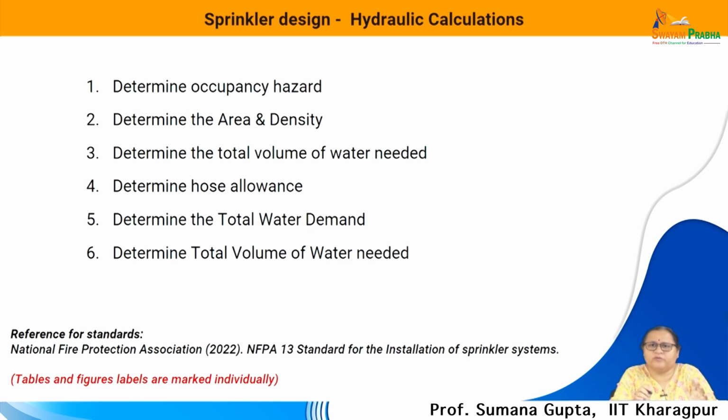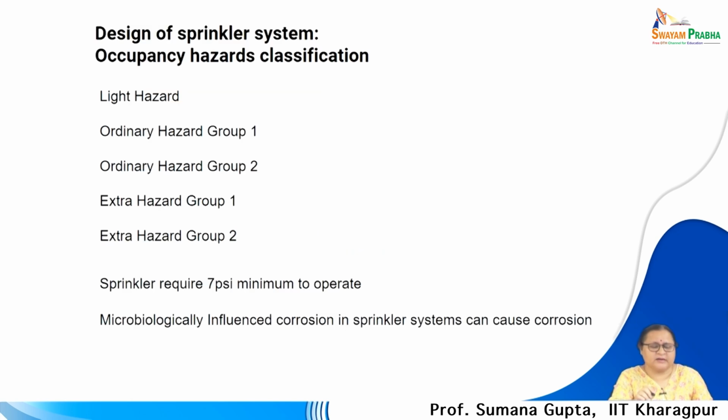We have to plan the sprinkler system for that space. Determine the total volume of water needed, because the water pressure will depend on that. As I told, water pressure at every point has to be maintained. Determine the hose allowance. Now, these are all given in tables depending on the pipe dimension, and we have to pick up the values to design our sprinkler spacing. Determine the total water demand, that is, the total volume of water demand for the entire system. All these points are taken from the NFPA document.